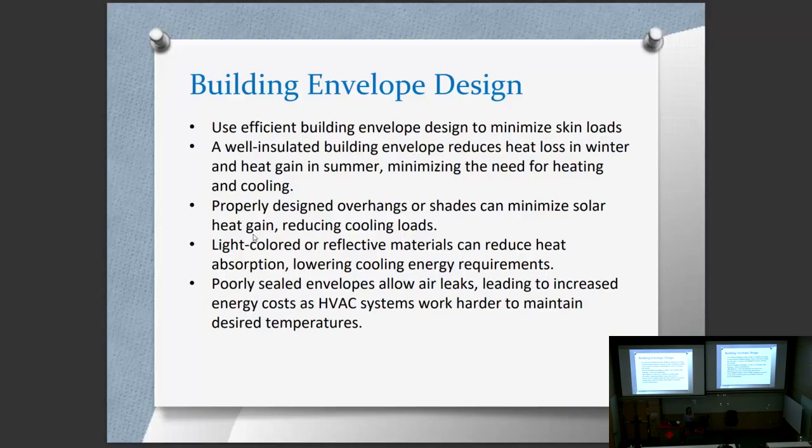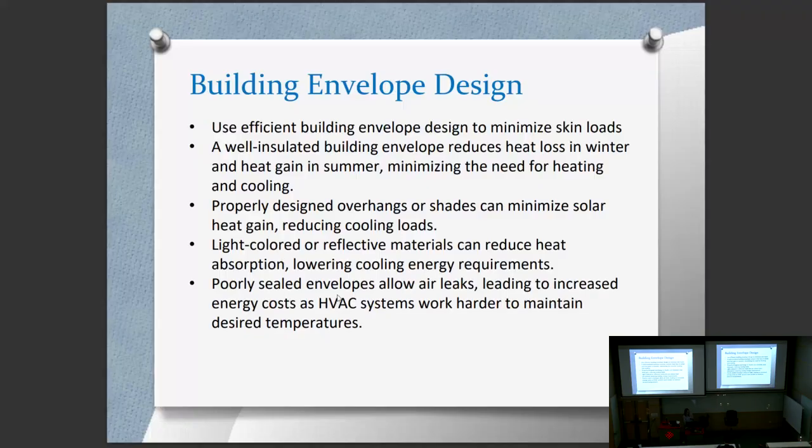And a major portion of the cooling load is due to the solar heat gain. So we may use some overhang, some shading to block the direct sunlight, and it can reduce the cooling load. Light color or reflective material can reflect heat, reduce the heat absorption and lower the cooling energy requirements. So once again, reflect away the radiation, and it can reduce the cooling load.